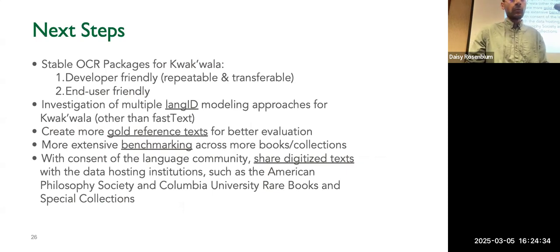As next steps, we're hoping to investigate LangID modeling techniques even further for different kinds of books, include more typographical information like underlines or fonts, italics, things like that, more visual metadata into the segmentation process, other than just a LangID proxy, and of course work on more gold texts and share the texts.